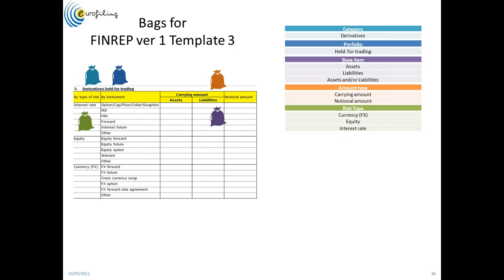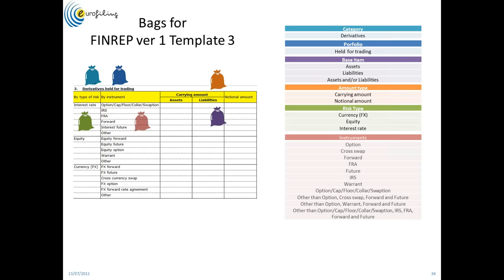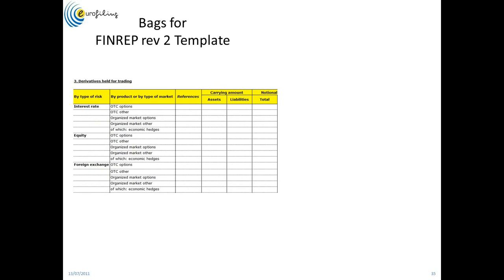The next breakdown that we have here is a risk type, where we have different risks and the different instruments with which we can detail these derivatives. So at the end, we have a number of breakdowns, and you can see that what was changed between the revised 2 version and version 1 is only a few breakdowns. Not all of them have changed.